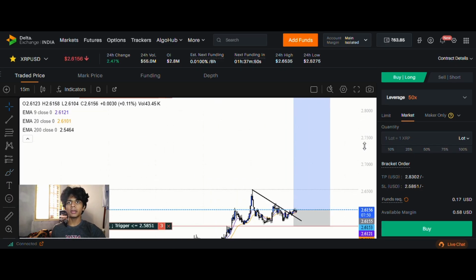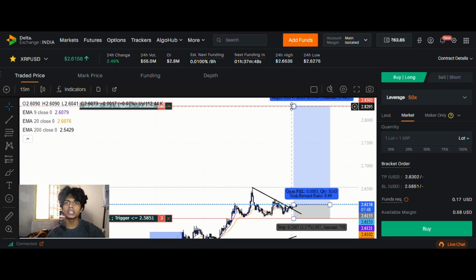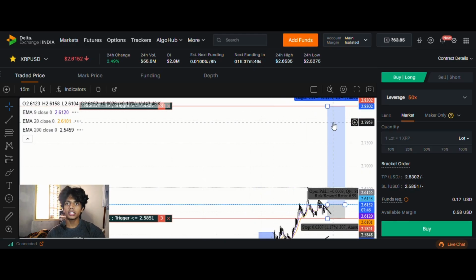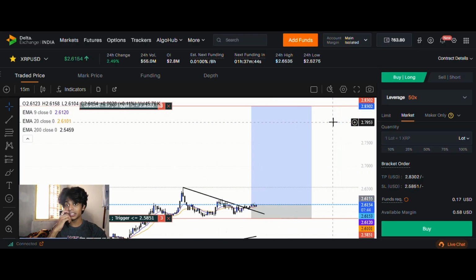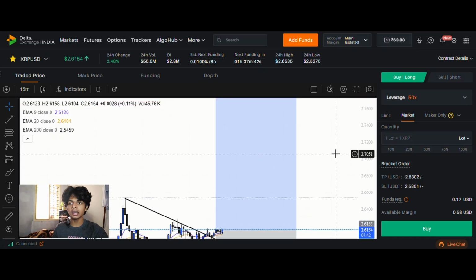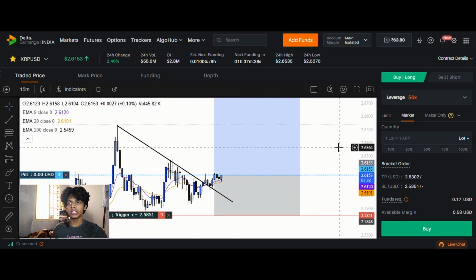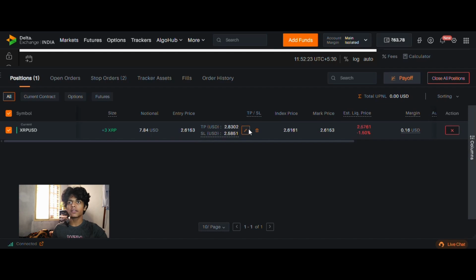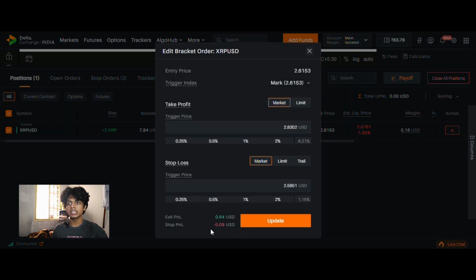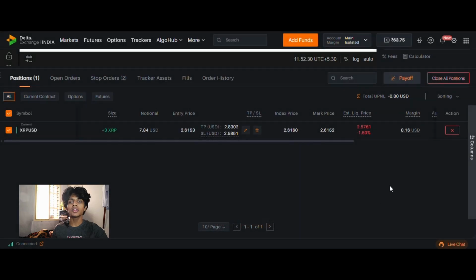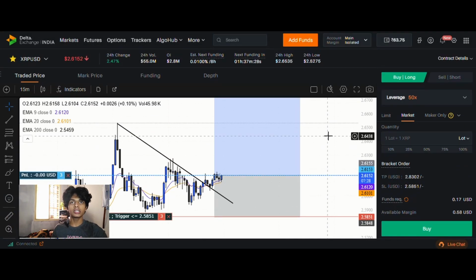I have hit a very big target over here, that is like 1:6, 1:7 risk to reward ratio, which I want to write till there. But the trade, hopefully it goes till there. Hopefully it has such a strong momentum. And if you see the stop loss and take profit, I have risked 0.09 USD to make 0.64 USD, which is a very good risk to reward ratio.